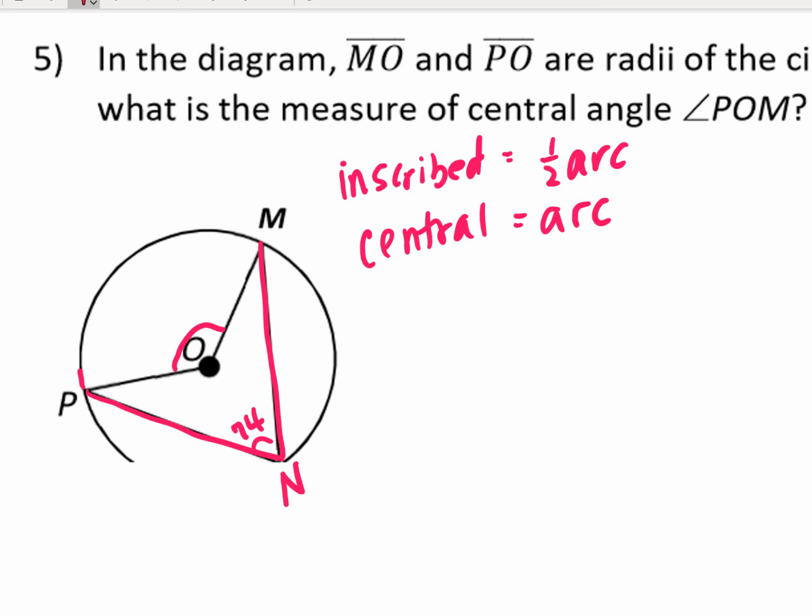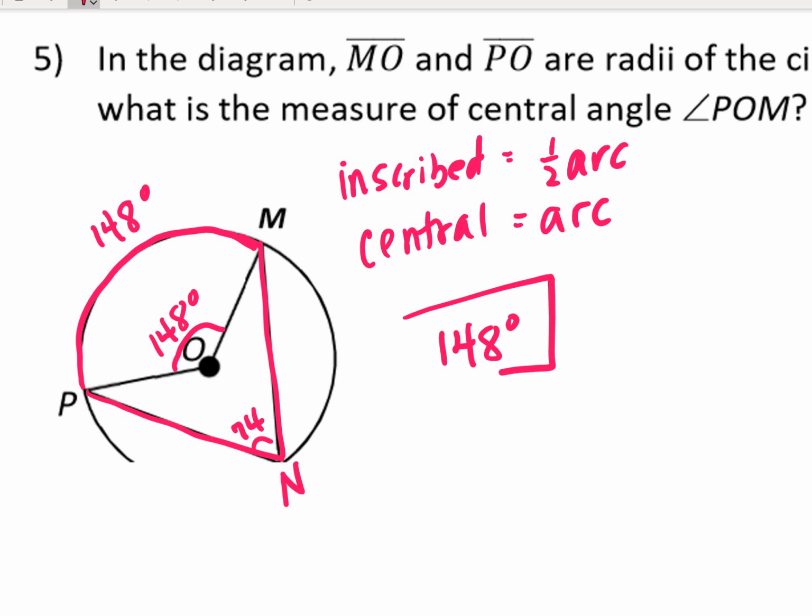It intercepts the arc PM. So this arc is going to be twice that angle measure. So we're looking at 148 for that arc measure. And since central angles equal, that means this central angle equals its intercepted arc. So our answer is 148 degrees. Okay.